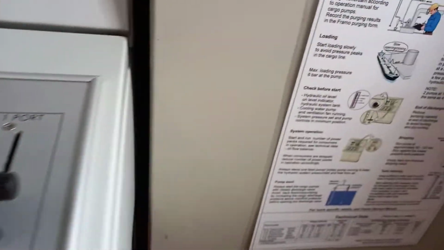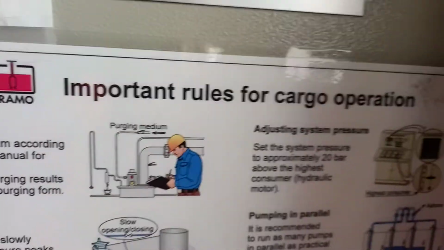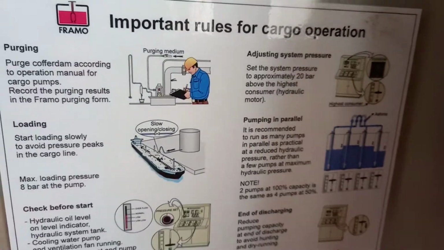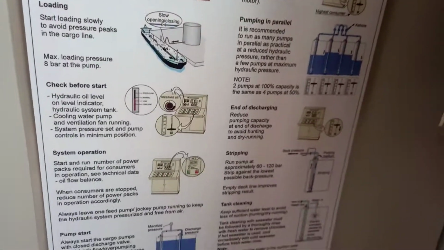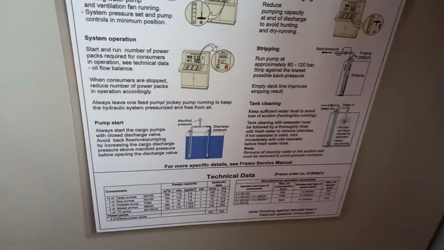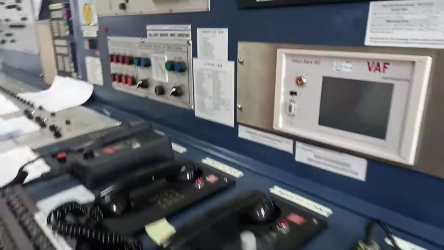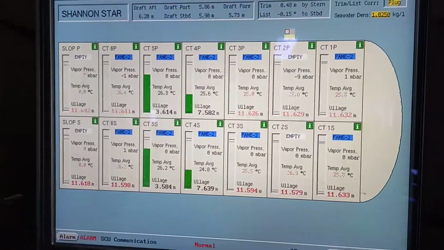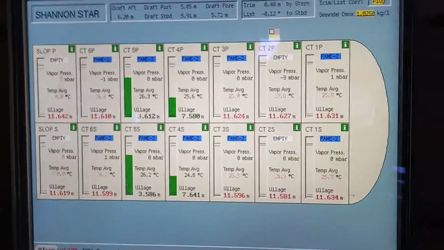And also we have the rules for the operation. Important rules for cargo operations. And next one is we have a computer for monitoring the levels of cargo tanks.